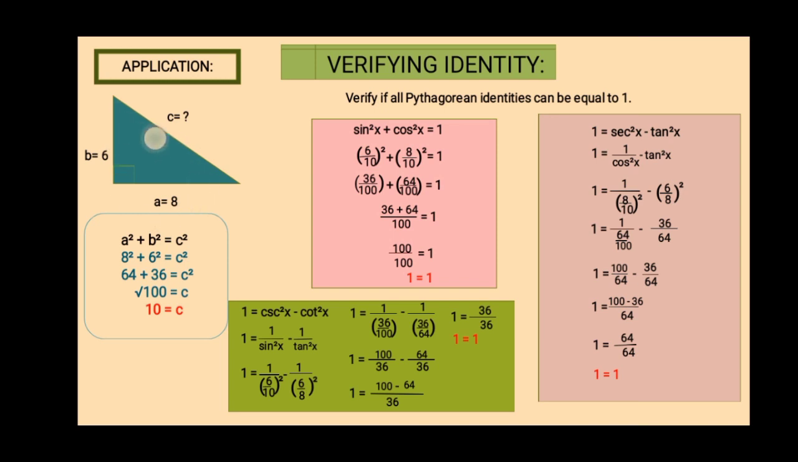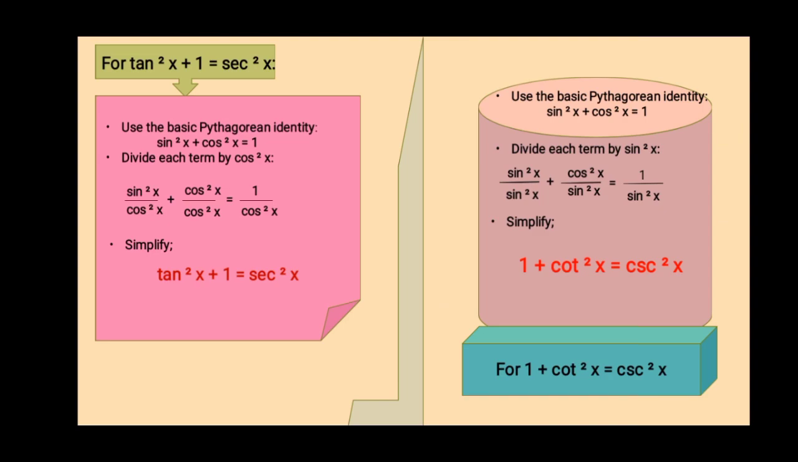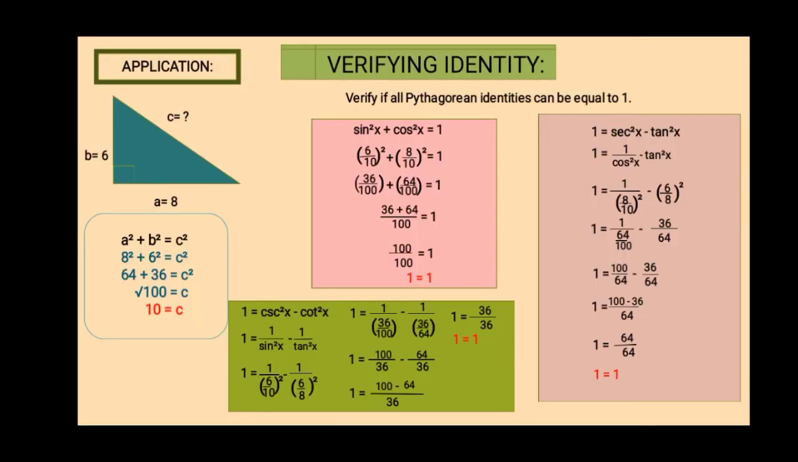So the sides that we have just gotten from the Pythagorean theorem are the measures that we are going to use to verify if all Pythagorean identities can be equal to 1. The identities we are going to use are those that are equal to 1. The first one is the basic Pythagorean identity, the next one is this identity, and this identity. So these three are the identities that we are going to verify are equal to 1.